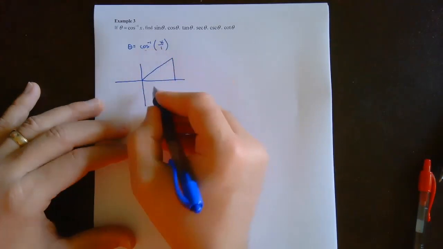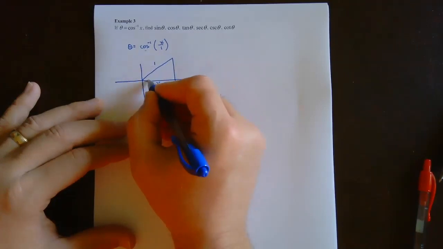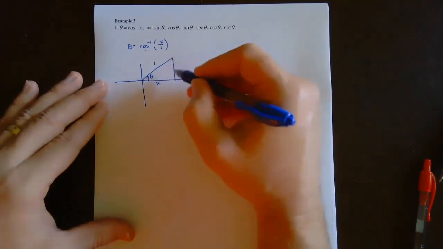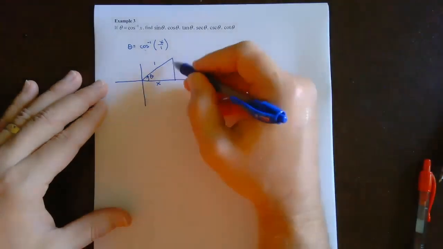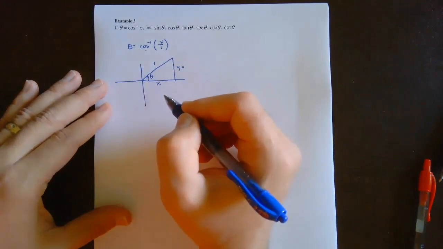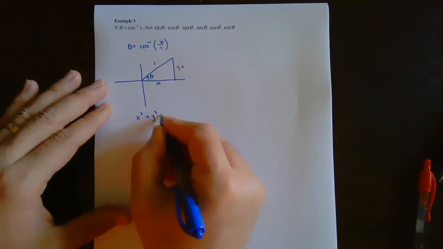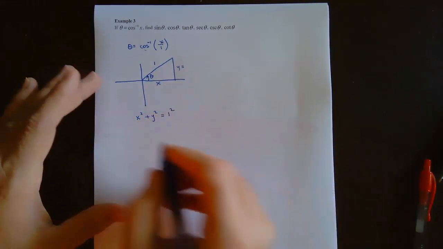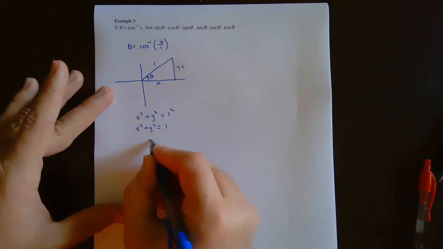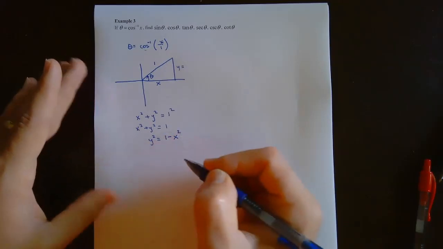From my ratio, I know my x is x and my r is 1. This is the angle theta that we're talking about. I need to find this, which is my y. How can I find it? What is y equal to? We're going to use the Pythagorean theorem again. x squared plus y squared is equal to 1 squared, which means y squared is equal to 1 minus x squared.